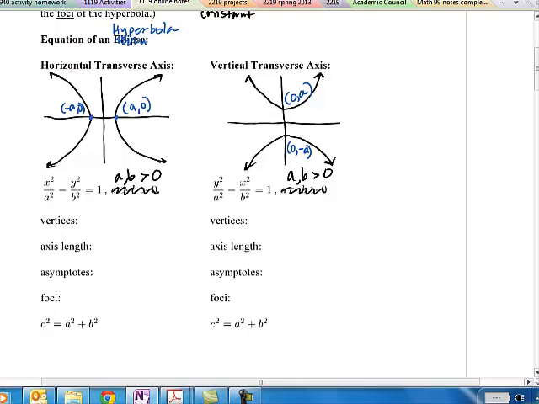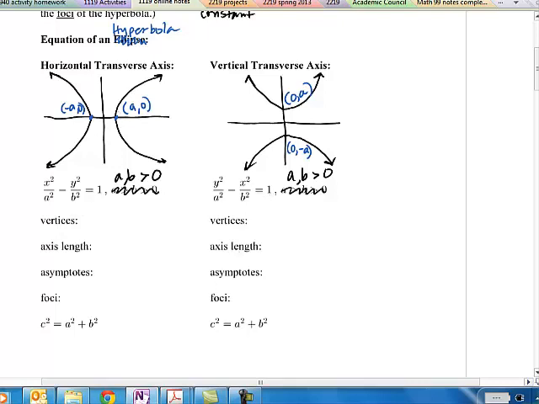There aren't going to be any intersection points with the y-axis here. If x is 0, we have negative y squared over b squared equals 1. Well, we can't have a negative square equaling 1. That's impossible. So there won't be any points on the y-axis. Similarly, over here, if y equals 0, so if we're on the x-axis, we'd have negative a squared equaling 1. And again, that's impossible.